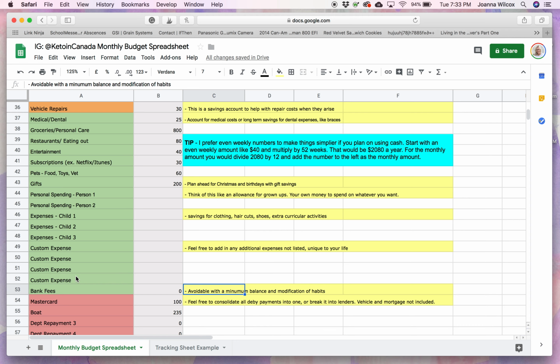If you've got more, feel free to keep adding down the list. You can write your kid's name in here, my daughter, my son. This again here, you could just write Joanna, but I'm just going to reverse that. But just feel free to customize your chart. Don't keep it saying personal spending person 1. But since I have no money, we're going to be really limited.